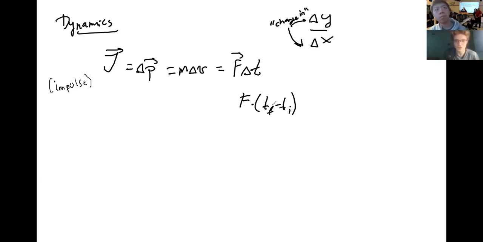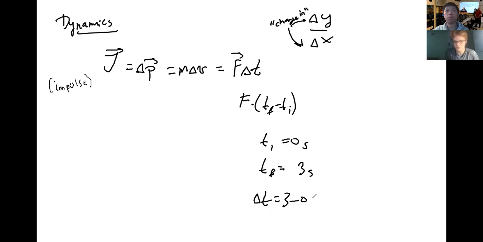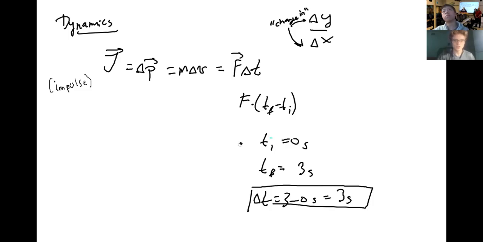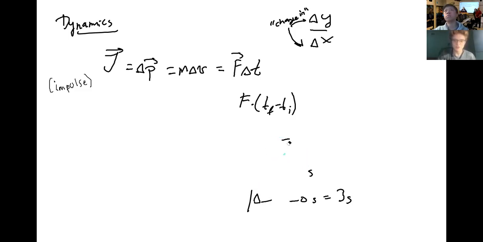So this is your change in t. For example, if we say t initial equals 0 seconds, we start measuring at t equals 0 seconds, and then our final t is 3 seconds, then our delta t equals 3 minus 0, or 3 seconds. So the amount of time that has elapsed is 3 seconds. So using this, we now understand impulse.